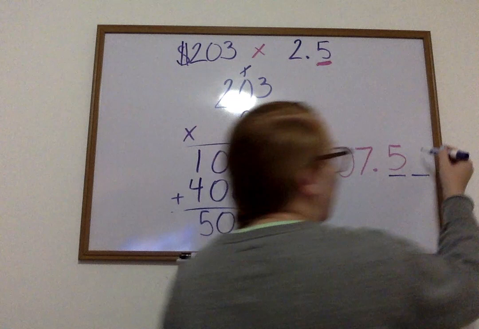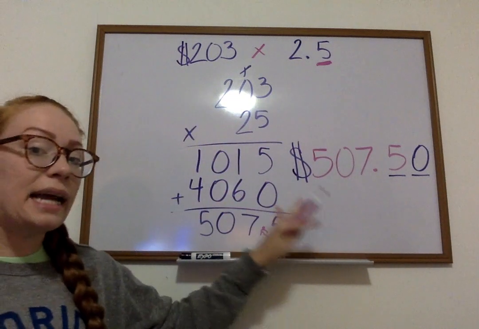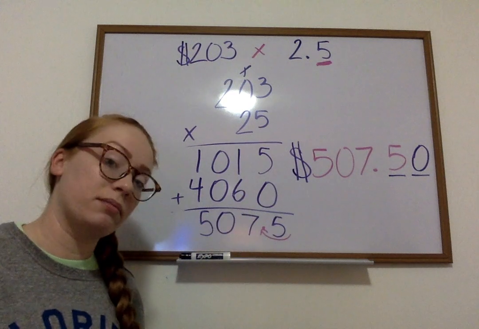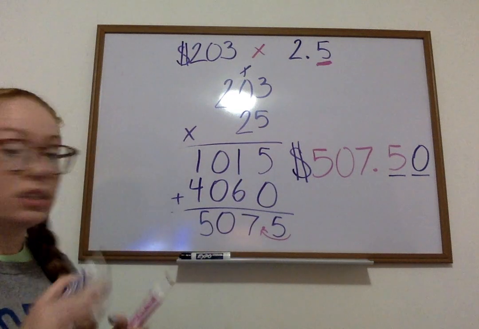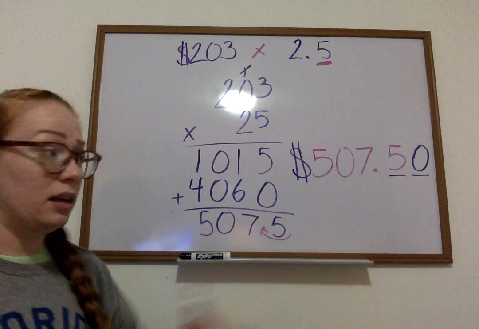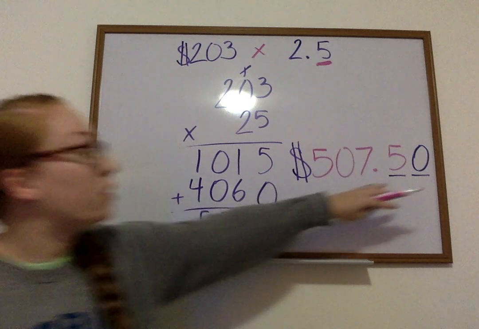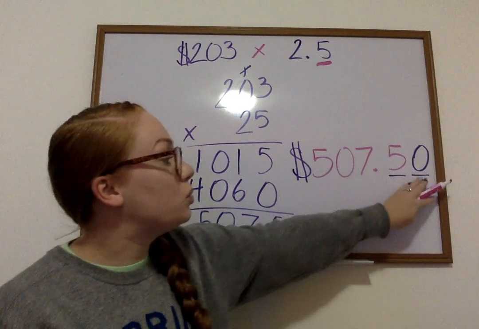So here I have to plug in my 0. Because when I'm doing money, I need to make sure it's written in the correct form. So if it was just a decimal number, yeah, I could leave off that 0 at the end because it doesn't change the amount. But when I'm talking money, I need it in the correct form. So I have to have it right here where my cents have 2 spots.